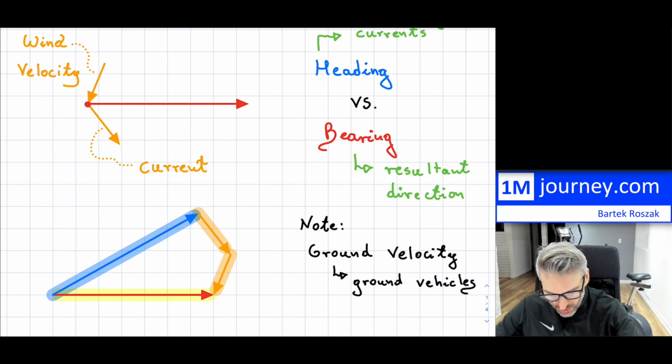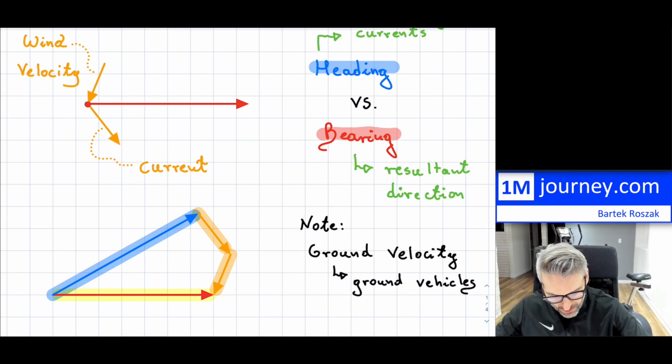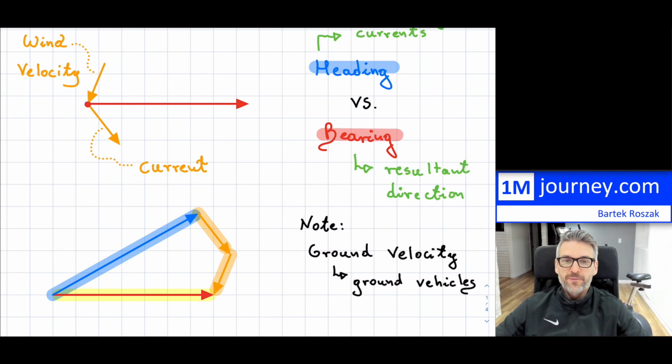So what we do is, the blue is actually referred to as the heading direction. That is where you want to be heading so that you end up at your desired direction, the bearing, which is pointed out here in red. So that is the difference.